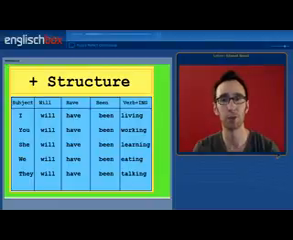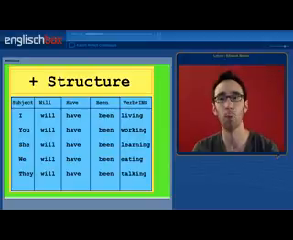So let's look at the basic structure of the future perfect continuous. In a positive sentence, we start with the subject, then we have the auxiliary verb will, followed by have, followed by the verb to be in the past participle form, been, followed by the verb with gerund, with ing.